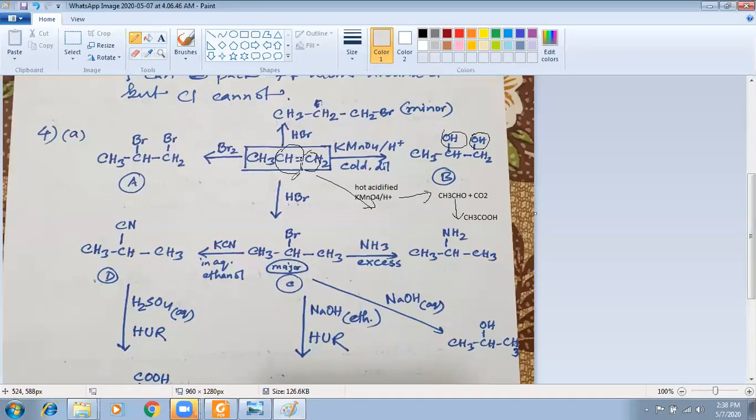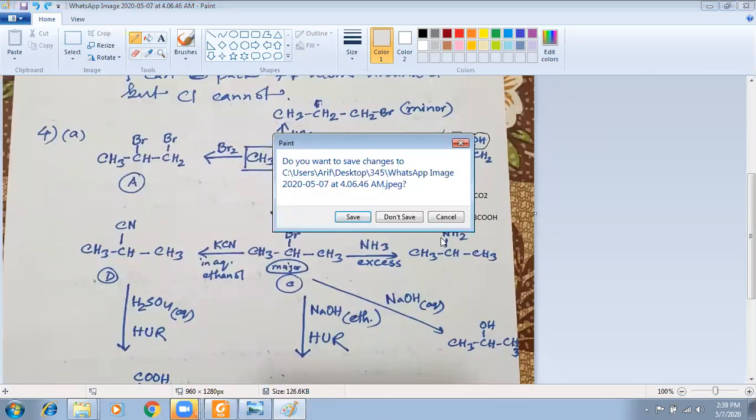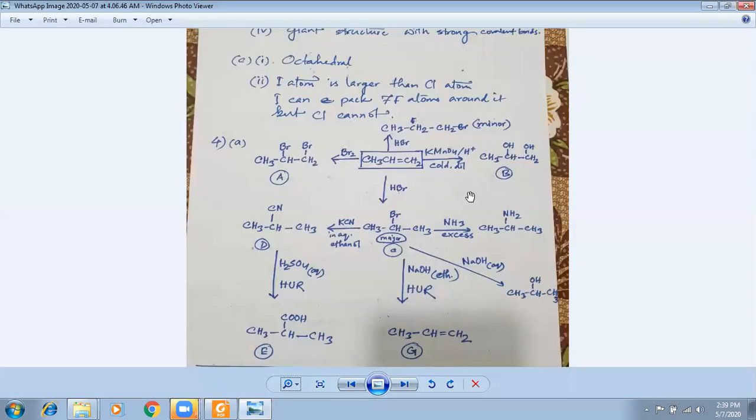You know that addition reaction will take place. So only the double bond will participate in the reaction, nothing else. Okay. I'll come back to this one once again. Okay. Look at this one. If we carry out the reaction with hydrogen bromide, another addition reaction will take place.